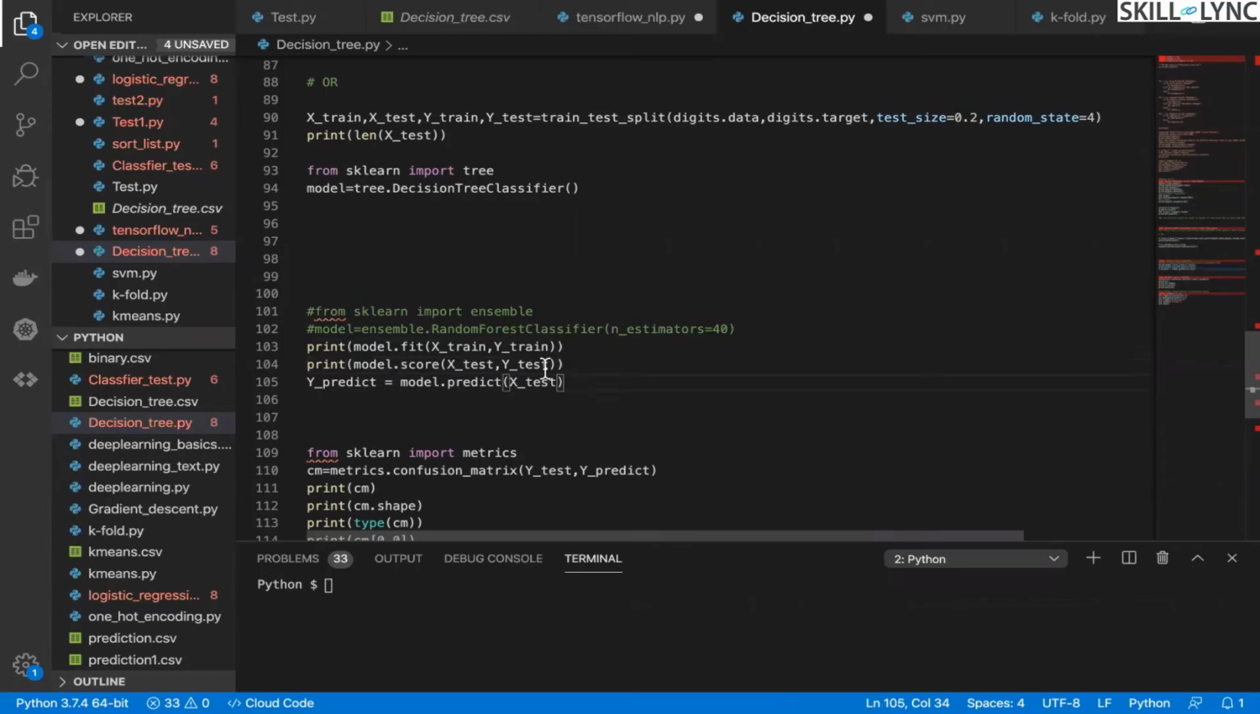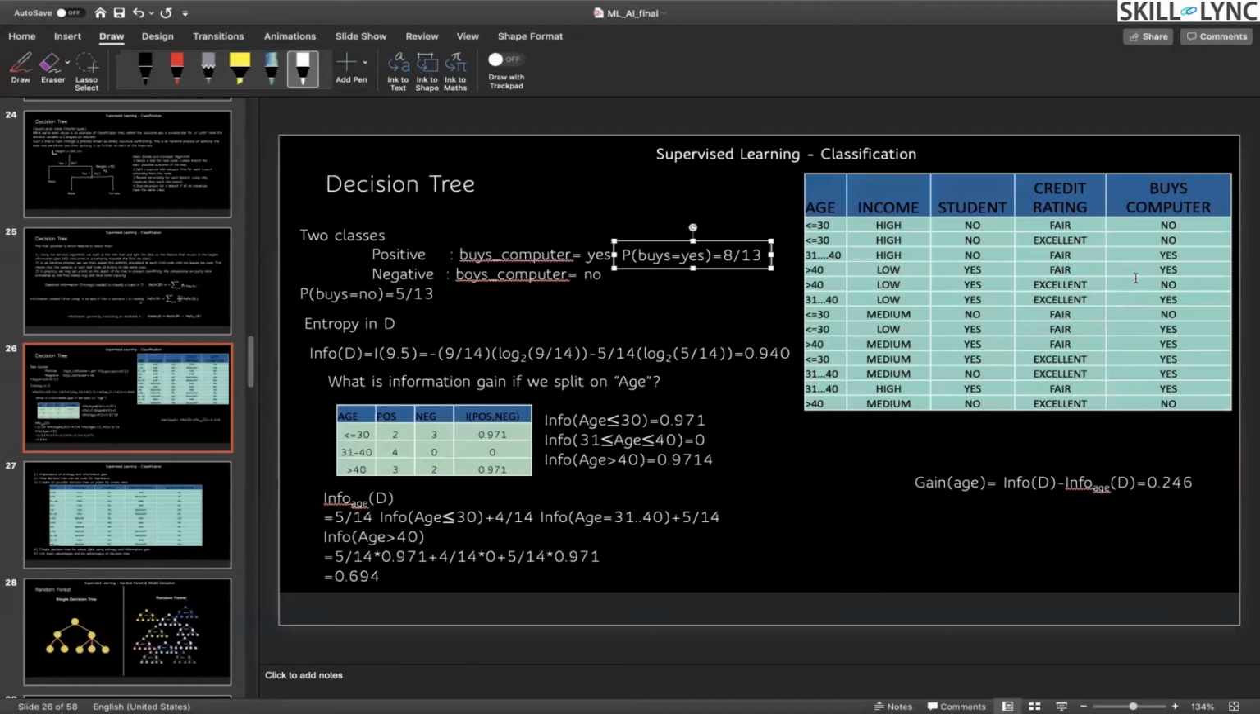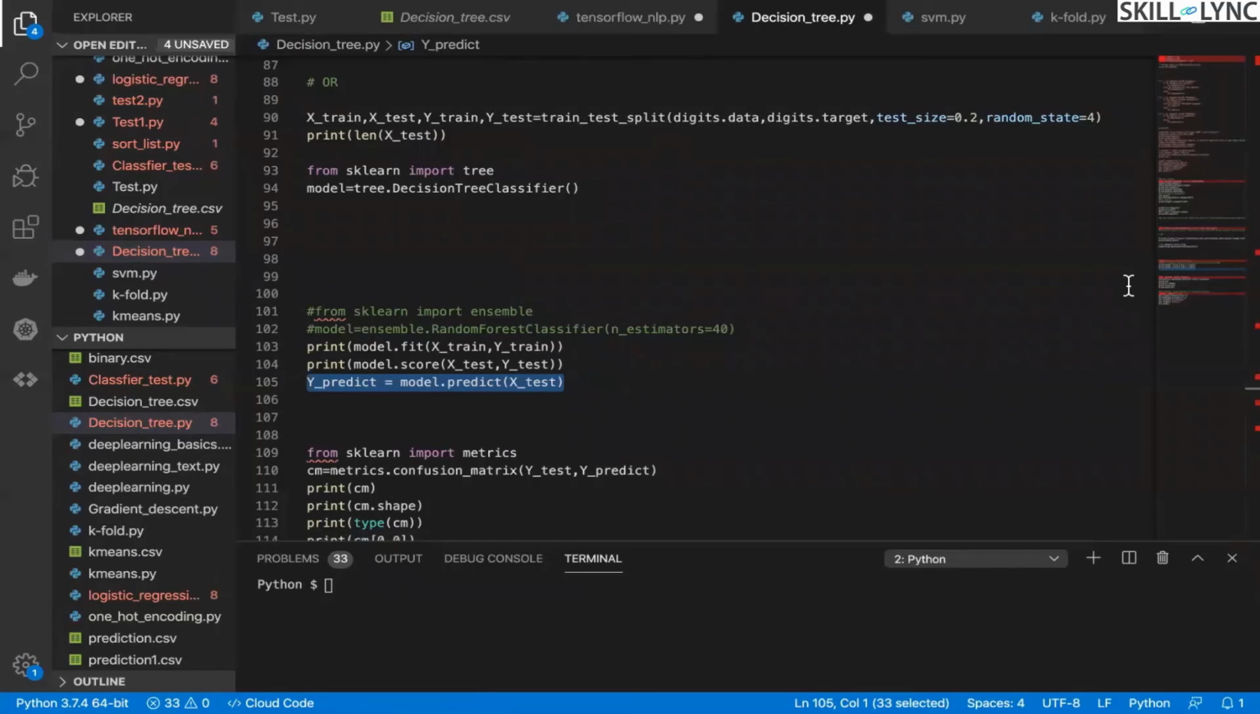Now we already have the Y actual, which is Y underscore test. Here I am trying to find the Y predicted values, right? Which output is yes or no. So in this case, for example, our output was buying a computer, yes or no, which is 1 or 0, right? So 1 or 0s are our actuals. We are predicting those values, whether our output is 1 or 0s. So for some cases it matches, and for some cases it does not match.